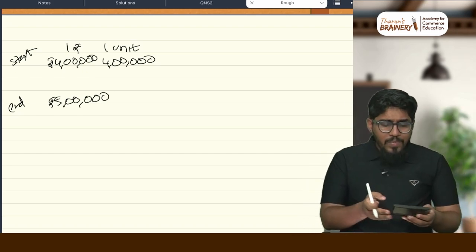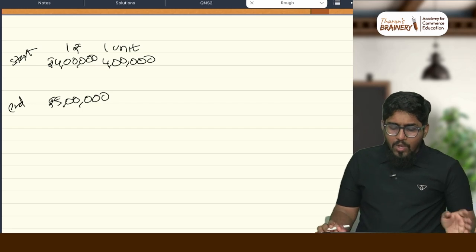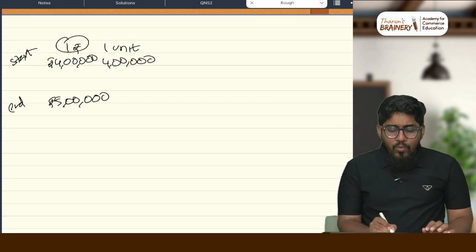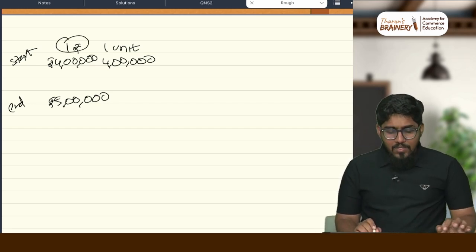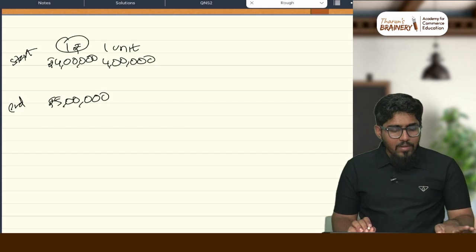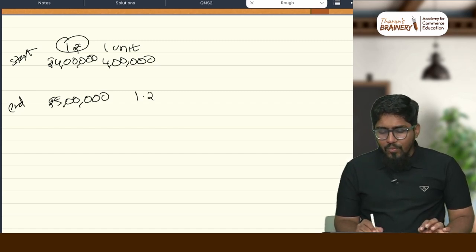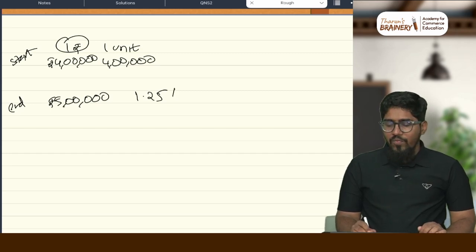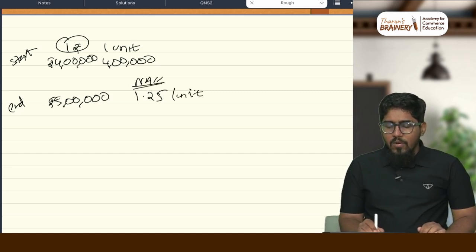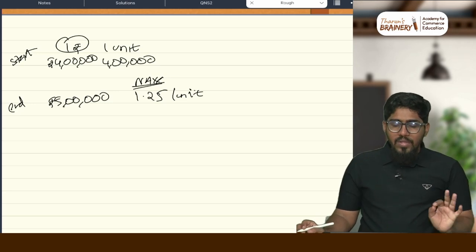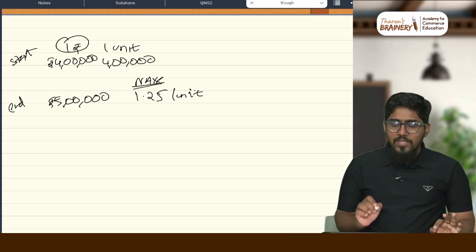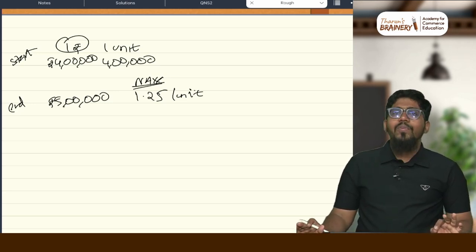Now once this became 5 lakh rupees, what will happen? My 1 rupee unit, what has it now become? This is 5 lakh divided by 4 lakh, which means my per unit price is 1.25 per unit. So this is what is called NAV, the concept of net asset value. Previously my net asset value was 1 rupee, now my net asset value is 1.25 rupees.